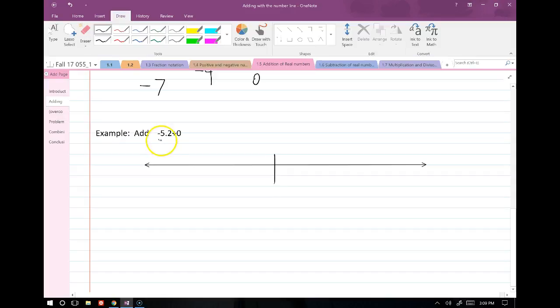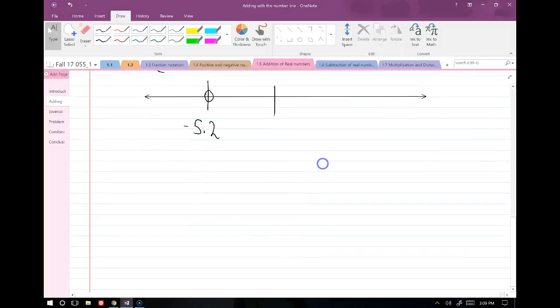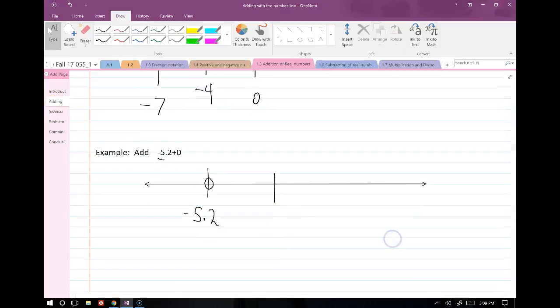Suppose we were to start out at 5.2 and add 0. I think you guys can probably predict what's about to happen. All right, we start at 5.2 and we move 0 units. We stay at 5.2, clearly. So that's addition through the number line.